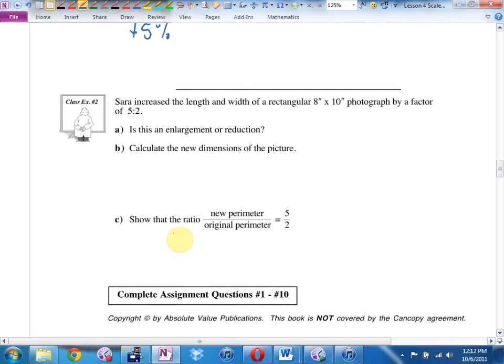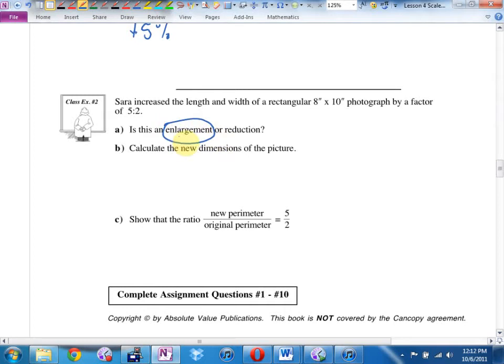With any good graphic photo program, you can crop, you can reduce, you can enlarge. So here's the math behind it as well. Sarah increased the length and width of a rectangular 8x10 photo. She scanned a photo that was originally 8x10, and she wants to increase it by a factor of 5 to 2. First of all, is this an enlargement or a reduction? Enlargement. Real question is, what are the new dimensions of this picture?